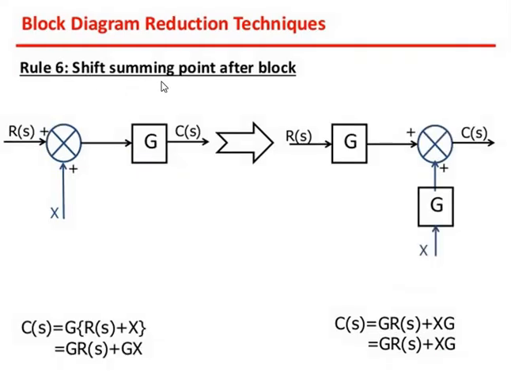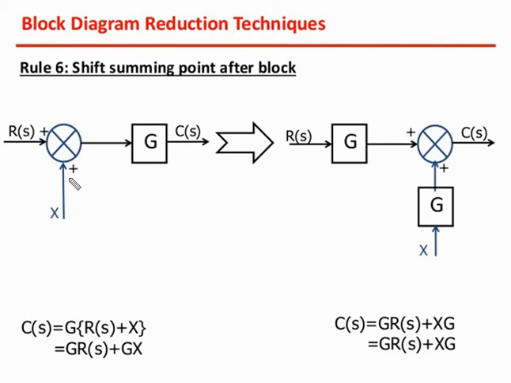Now the shifting of the summing point from before a block to after a block. Your summing point is connected before a block. So if we solve this system, CS equal to G into the input of the G, but the input of the G equal to RS plus X. So RS plus X into G equal to CS. If we multiply this G to this bracket, it becomes GRS plus GX.